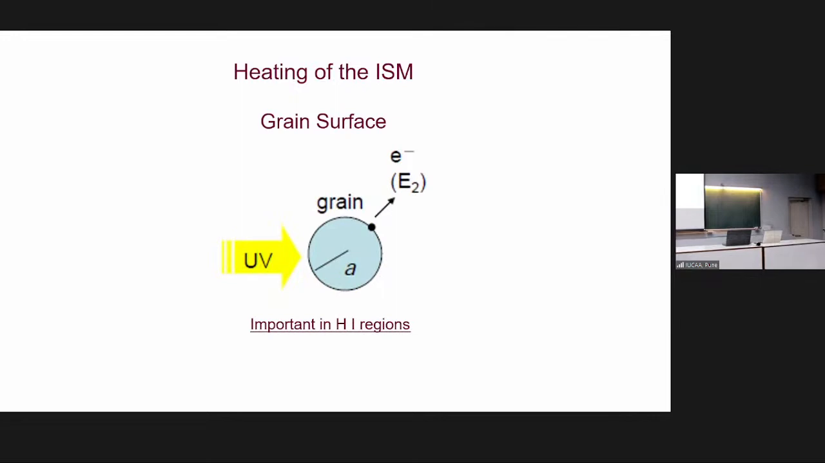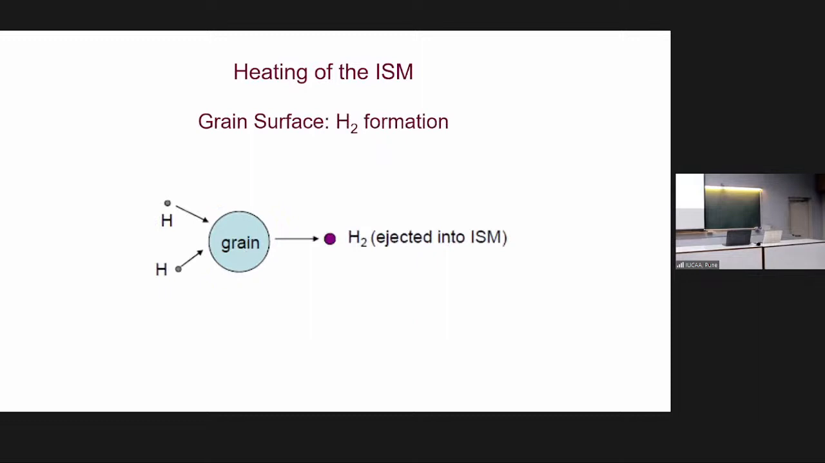UV photons can ionize a grain surface. Grains are basically solid particles. So UV photons can come and hit the grain surface, and the grains can release an electron, and then again it gains energy. The medium gains energy because of the moving electrons.